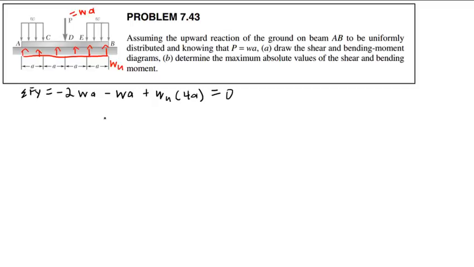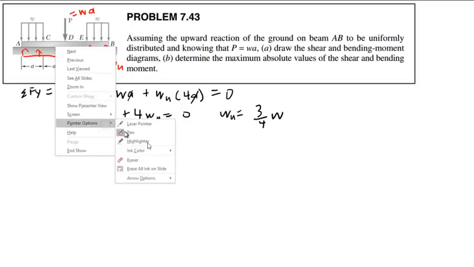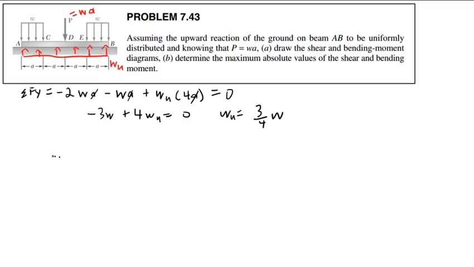And hey, what do you know? A cancels out. That's nice to know. And so negative 3W plus 4WU equals 0. WU is equal to 3/4 the main W. And we'll never see the letter WU again. I just wanted to quickly get rid of that. Now I'm going to draw the free body diagram.